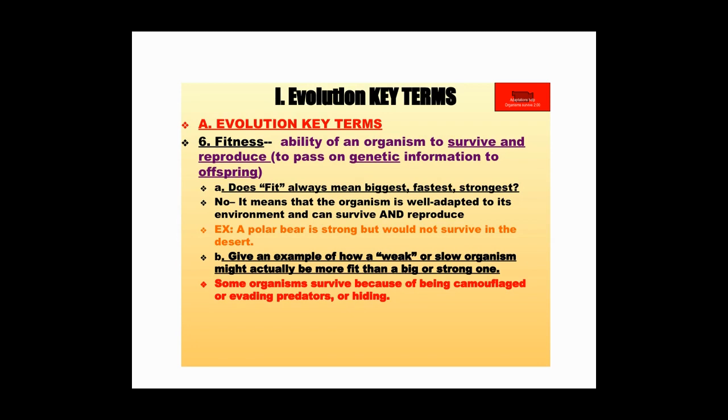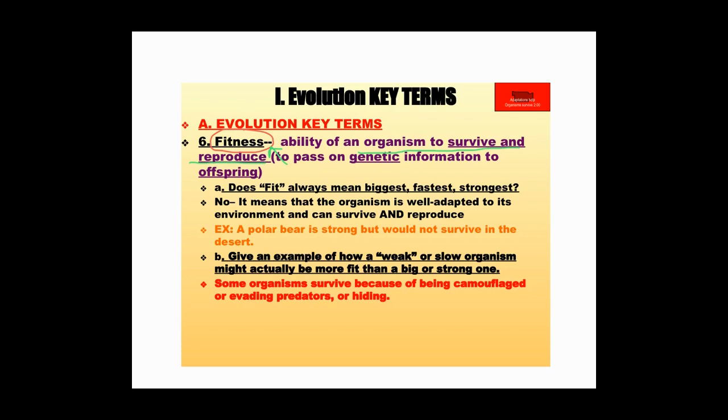Okay, another key term is fitness. Now, in humans, usually fitness means, are you in good shape? But when it comes to evolution, no. It's a measure of an organism's ability to survive and reproduce within its ecosystem or within its environment. For example, a rabbit that is white living in the Arctic Circle would have higher fitness than a rabbit that is black living in the Arctic Circle. The reason why? It'll be harder to see a white rabbit in the snow than it is to see a black rabbit.